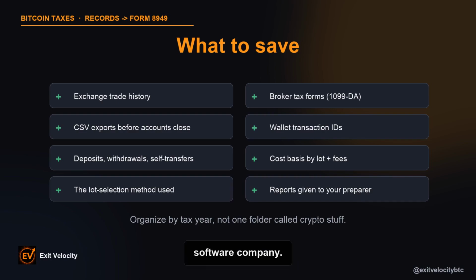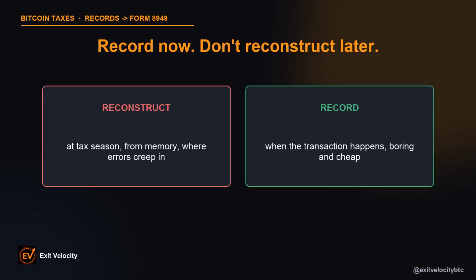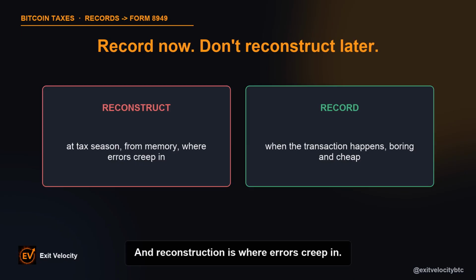Your goal is not to become a tax software company. Your goal is to make the story reconstructible. Because tax reporting is not just about the year you file, it is about whether you can explain that year later. The biggest mistake is waiting until tax season to build the record. By then, you are not recording. You are reconstructing. And reconstruction is where errors creep in.